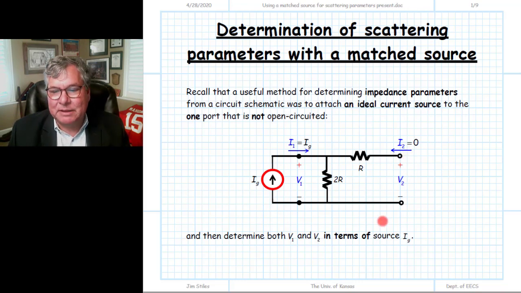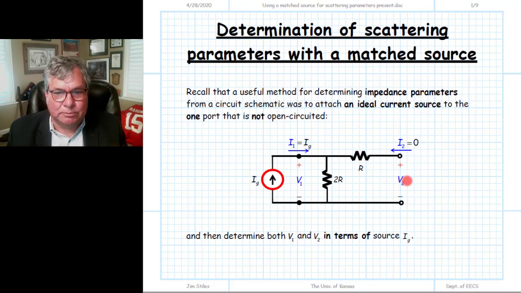This was a way to set up the circuit to apply the experiment to determine the first column of the impedance matrix. Once we determine V1 and V2 for this current, we could determine, in this case, Z11 and Z21. Then we turn this current off, make it 0, make it an open circuit, turn this current source on, make it non-zero, and find the second column by finding the resulting voltages V1 and V2 with the non-zero current over there. That was the process, and turning sources on and off and putting them in the right ports was crucial to getting the right answer.